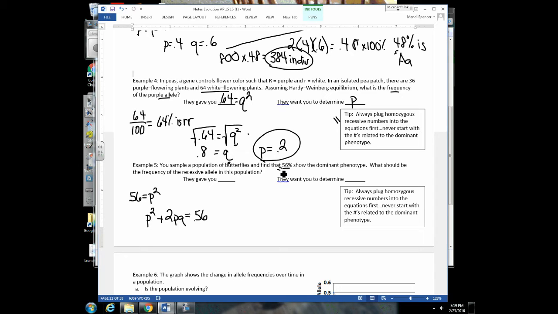So on the previous page, we indicated that they gave us Q squared, because Q squared would be 0.44. And I got that because if 56% are showing the dominant phenotype, that means 44% are showing the recessive phenotype, or they have the recessive genotype. So if we have Q squared, we can solve for Q. So let's square root both. Q squared square root, 0.44 square root. So the square root of 0.44 is 0.66. And that's what they wanted us to determine. The frequency of the recessive allele is Q. So our answer is 0.66.